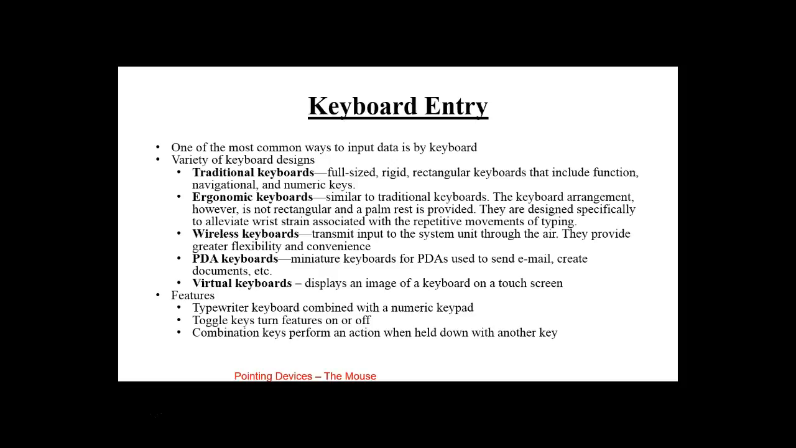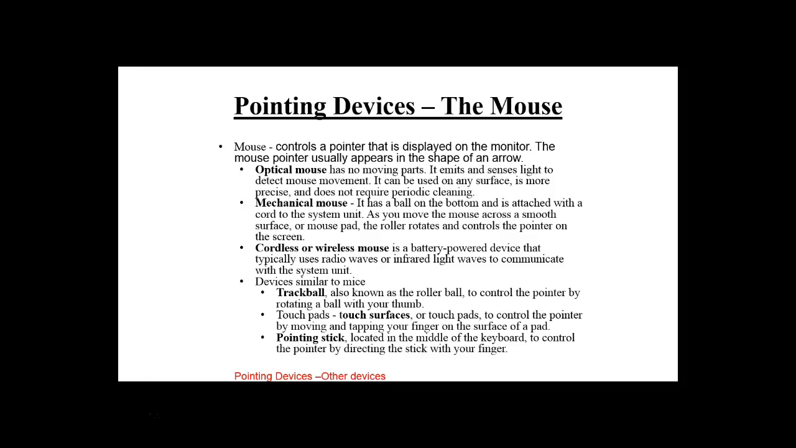So let's talk about pointing devices. So the mouse is the best example of this. The optical mouse is the modern type of mouse. However, there are still people that use a mechanical mouse, and these just involve a small little ball on the inside of the mouse that rotates as you move the mouse. There's cordless and wireless mouse, or mice, that use batteries to communicate wirelessly to your system unit.